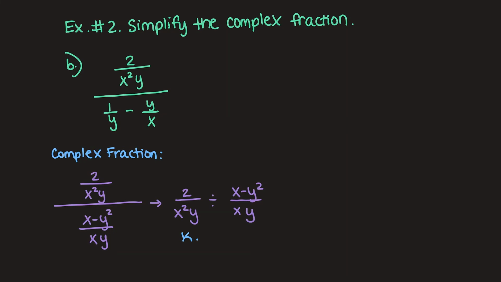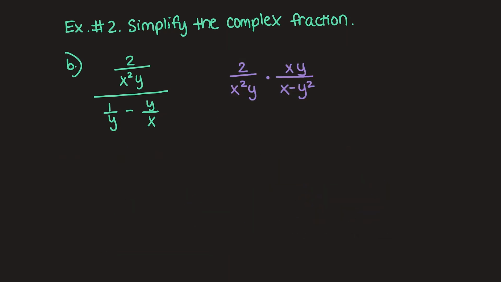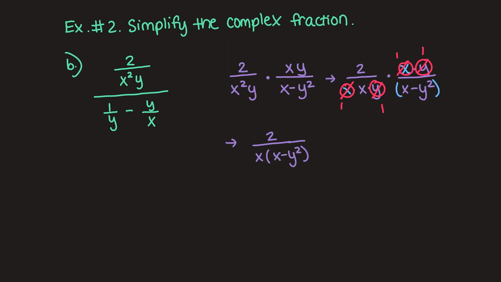Now we can use our keep change flip rule by multiplying the first expression by the reciprocal of the second expression. And now it looks like we can divide out a common factor between x and x squared. And if it helps, you can write these as factors with the GCF of x being one of those factors. So we can divide out the x's, and we can also divide out the y's. And now multiplying across, we get 2 over x times x minus y squared.